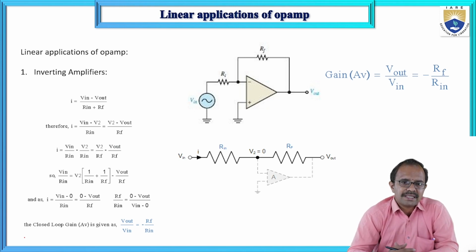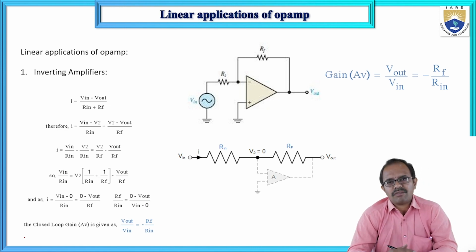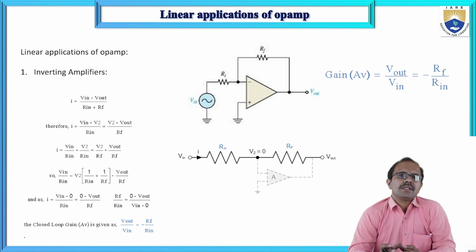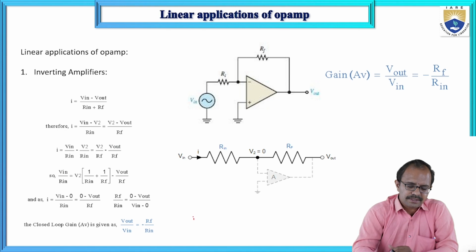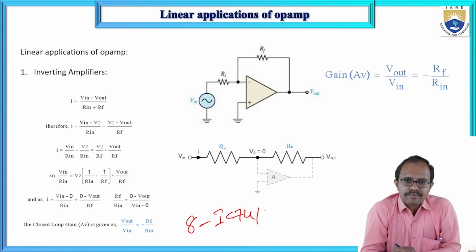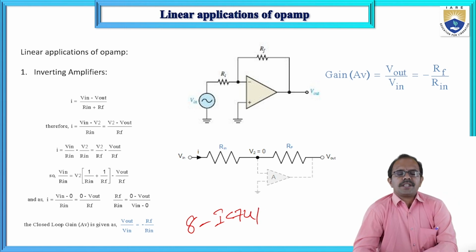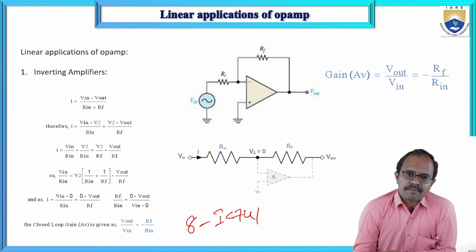How we are using all these 8 pins to achieve these set of applications. How we are using the 8 pins in IC741, that is operational amplifier. So look at the basic circuit diagram of inverting amplifier.